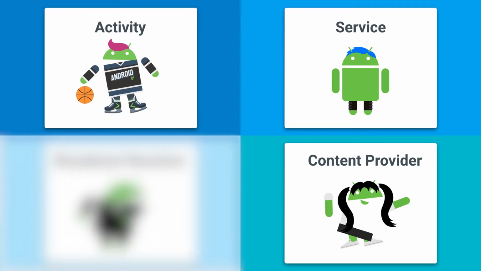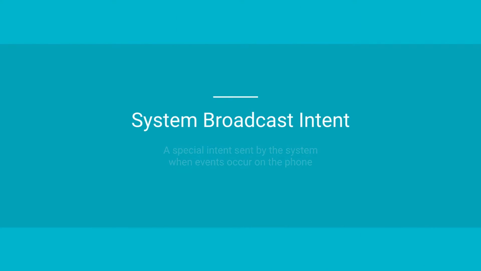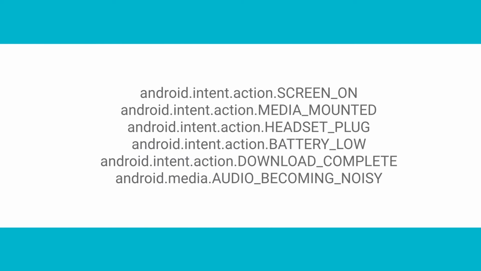Thus far, we've talked at length about activities, content providers, and services. So you might be wondering, what about that mysterious fourth Android component, the broadcast receiver? When things happen on your phone, Android issues special intents known as system broadcast intents. Here are some examples of broadcast intents sent by the system.